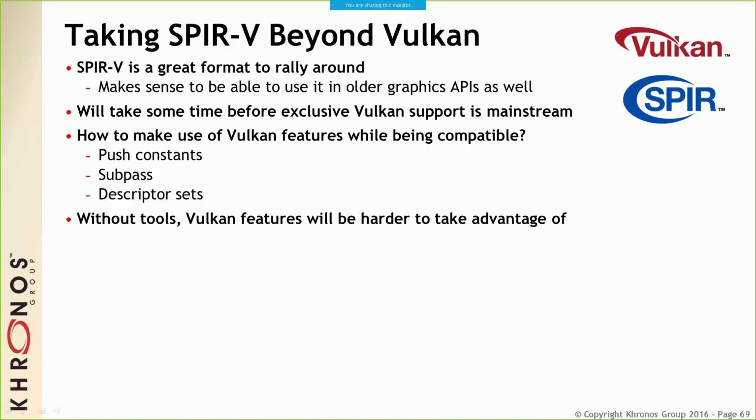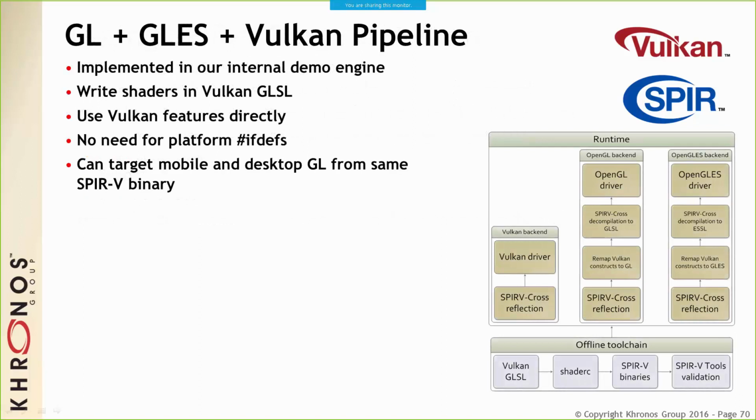And SPIR-V is a really great format. I mean, I'm not a compiler guy, and I could write tools for it just by reading the spec. It's a pretty good spec. So we want to make these features compatible, especially with GL first and foremost. And we can. So this is what we have been doing in our internal engine, where we only write for Vulkan GLSL, and we make it work in GLSL and GL, desktop GL as well.